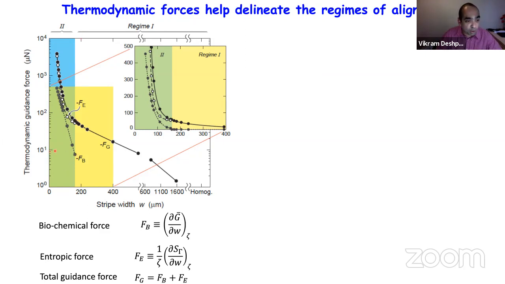And that is why we call regime 2 the biochemically mediated regime, and this regime the entropic regime, because the only thing that is happening in regime 1 is that the morphology of the cell is not changing, the biochemistry of the cell is not changing, but that morphological entropic force is what is guiding the cell in this regime. And that is why we're calling that a pure entropic regime.